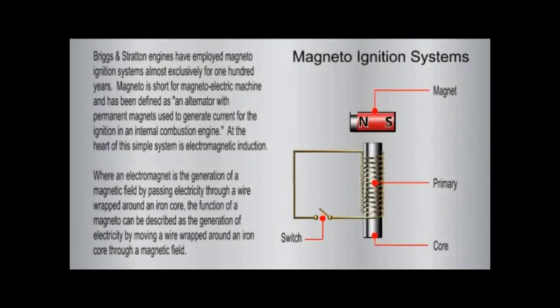Briggs & Stratton engines have employed magneto ignition systems almost exclusively for 100 years. Magneto is short for magneto-electric machine and has been defined as an alternator with permanent magnets used to generate current for the ignition in an internal combustion engine. At the heart of this simple system is electromagnetic induction. Where an electromagnet is the generation of a magnetic field by passing electricity through a wire wrapped around an iron core, the function of a magneto can be described as the generation of electricity by moving a wire wrapped around an iron core through a magnetic field.